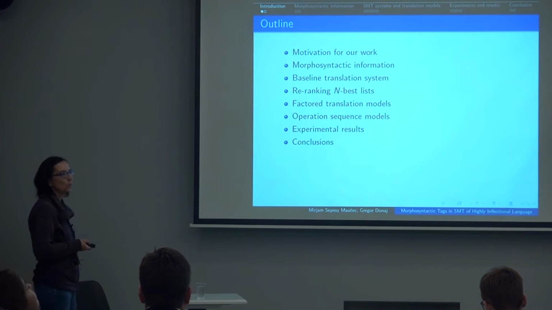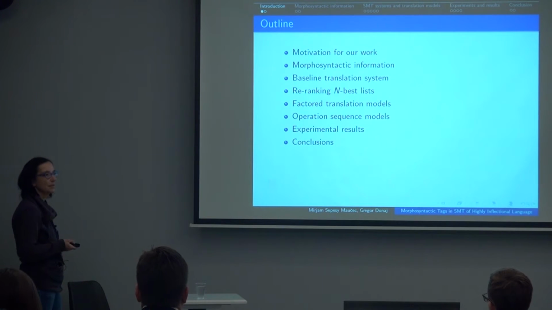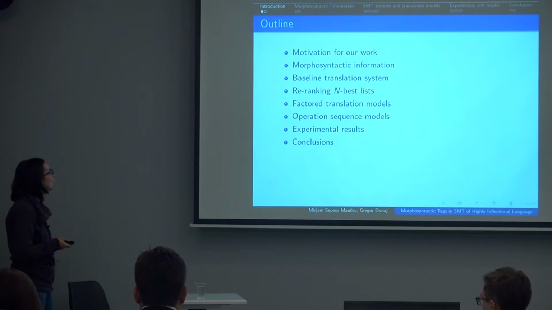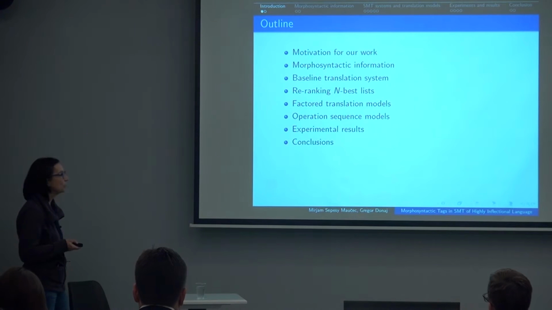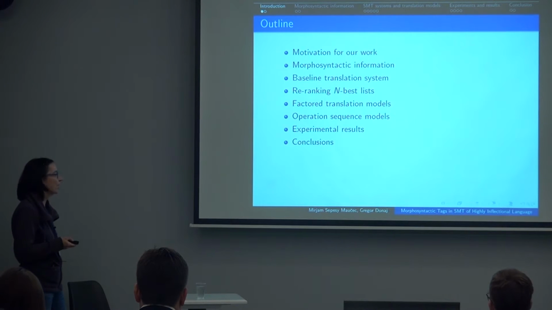Then I will say some words about morphological features of the Slovenian language. Then I will describe what was the baseline translation system in our experiments. And then I will present 3 different ways of using morphosyntactic information in machine translation. The first one will be re-ranking the n-best list. The second one is the factored translation model. And the third one is the operation sequence model. Then I will show you some experimental results and conclude with some final remarks.